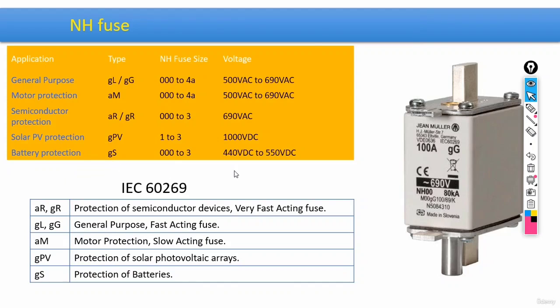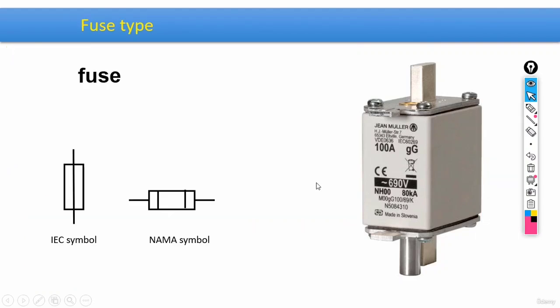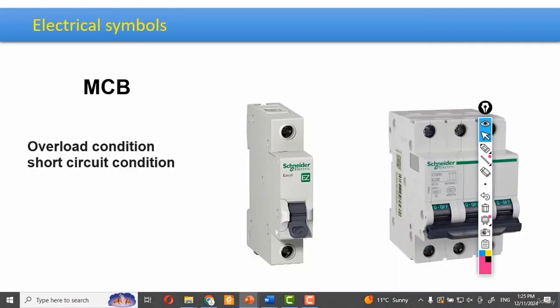Okay? And as always, guys, let's take a look at the symbols that we have, I mean, electrical symbols that we have for fuses. This would be the IEC. And the other one would be NEMA, the American symbol. Okay, guys, the next type of protective equipment is called the MCB breaker.